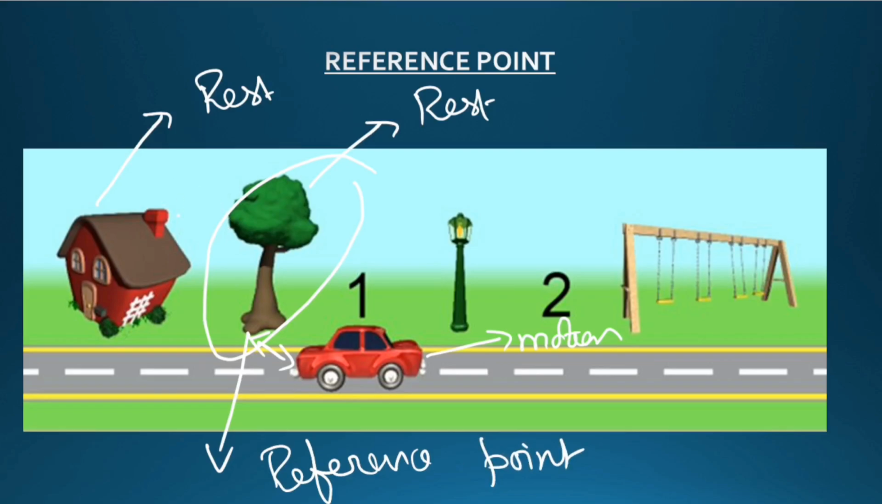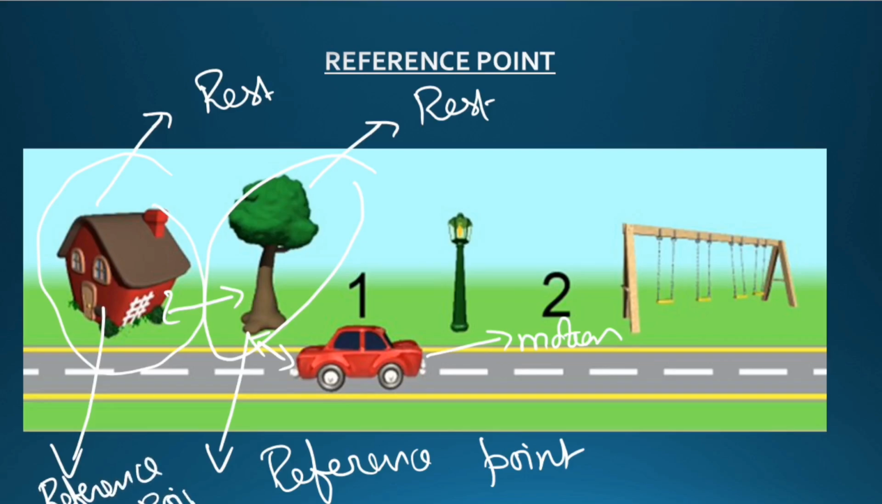Now, with respect to the house, is there any change in position of the tree? No, there is no change in position of the tree with respect to the house. Hence, we can say the tree is at rest. Now, which is the reference point here? The house is the reference point. See, with the help of a reference point, we can say the body is at rest or it is in motion, right?